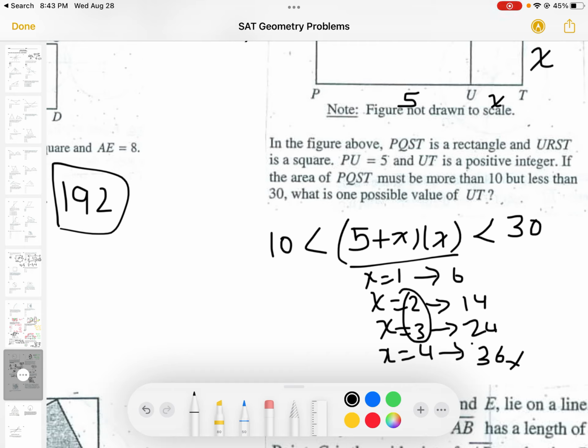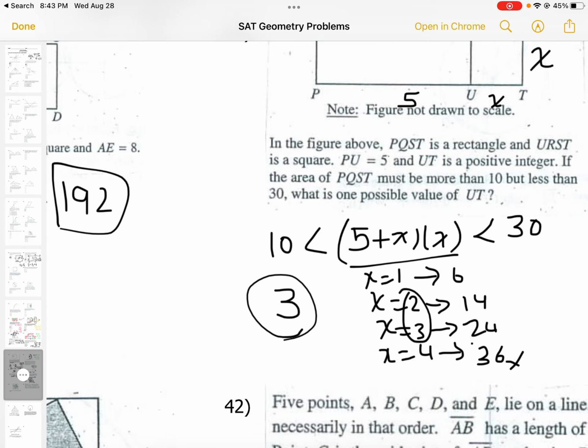And if we want one possible value of UT, I'm just going to pick 3 and submit that. But you can pick 2 as well. Doesn't matter. We just want one possible value of UT. And we're done.